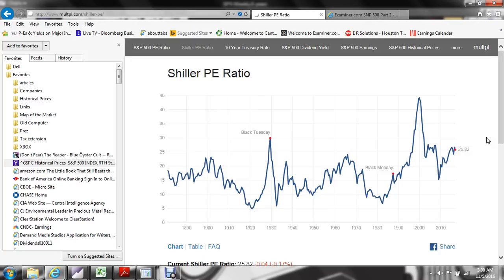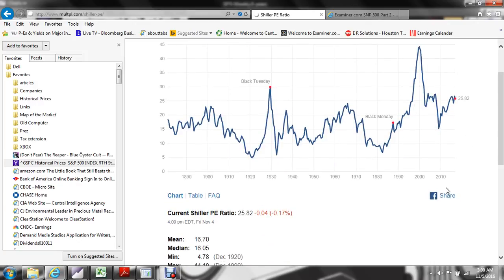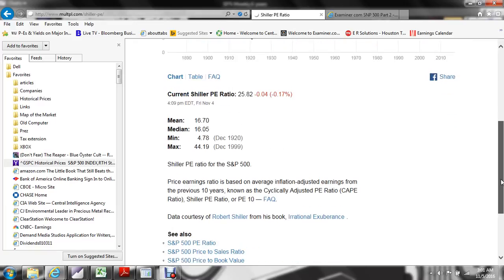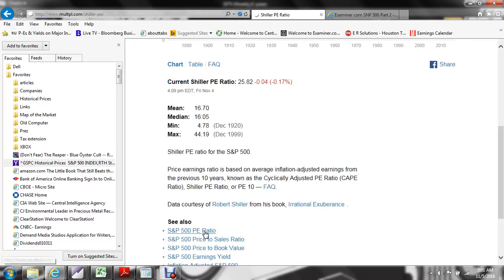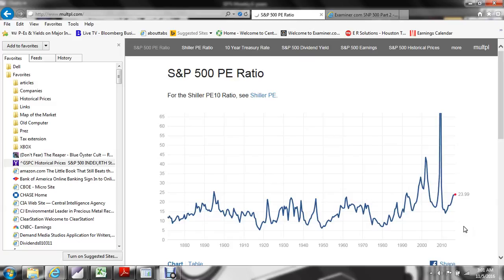Now those spikes we've seen in that PE often happen afterwards. In 2007, the S&P had an operating earnings PE, which is what I do my spreadsheets by, not an as reported earnings PE, of about 17. But earnings fell off the table, and we had a huge spike in PE because of it.